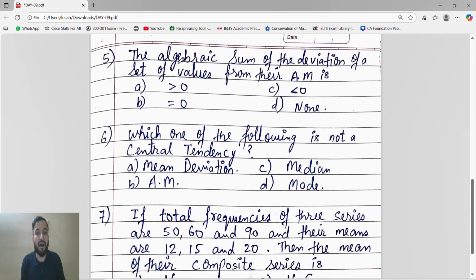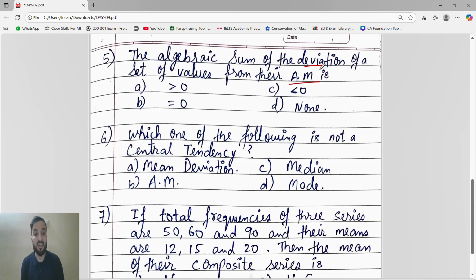Next, the algebraic sum of deviation of a set of values from their arithmetic mean. Easy, guys. Where have we studied deviation? Yes, in the measures of dispersion chapter. In the measures of dispersion chapter we have studied range, quartile deviation, mean deviation, and standard deviation. So we had studied the deviation there.